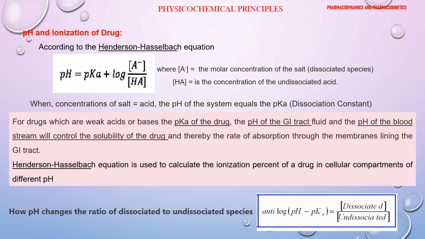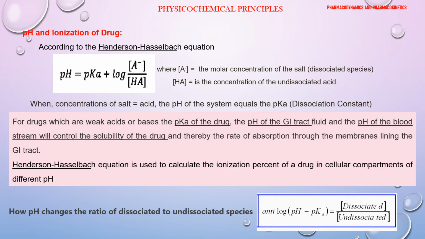Therefore, in a solution where the concentration of salt and acid is equal, pH equals the dissociation constant. As per the equation, as pH decreases, the concentration of acid increases and salt decreases. The HH equation is used to calculate the ionization percentage of the drug as it varies at cellular compartments. Example, the pH of the stomach is between 1 to 3, while that of plasma is between 7.3 to 7.4.